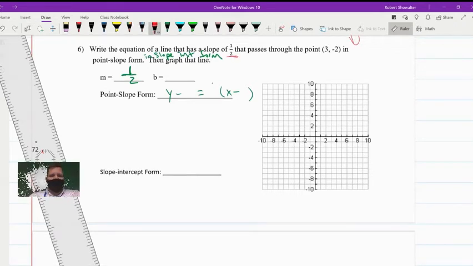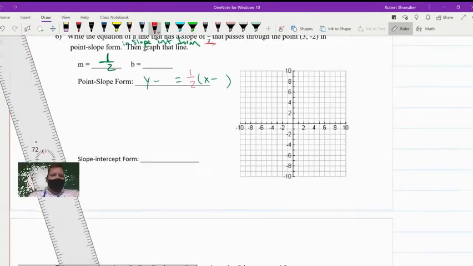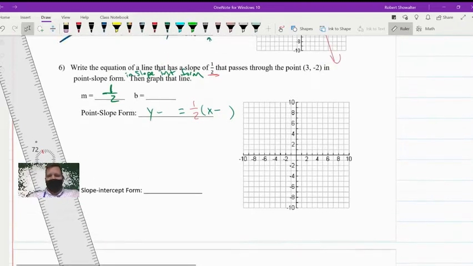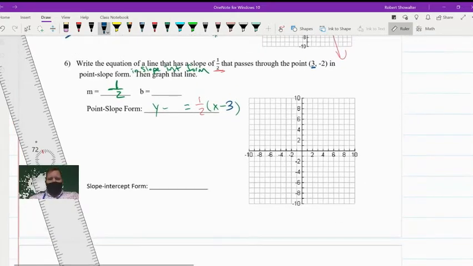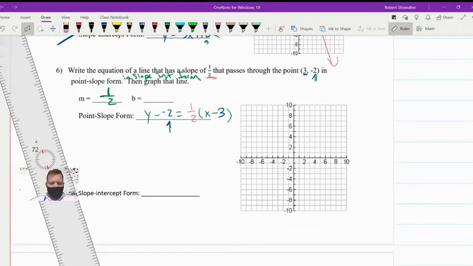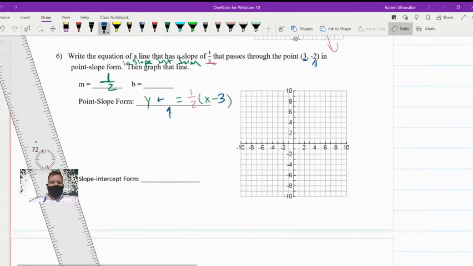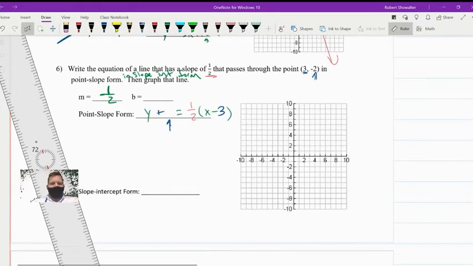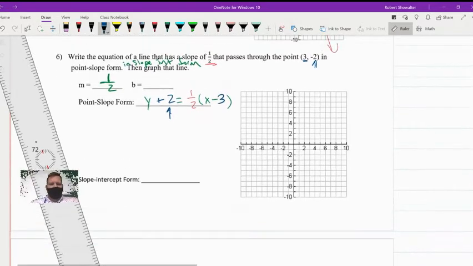So 1/2 being our slope. And we have x being 3, so we're going to drop that where x goes. And then y being -2, so we're going to drop that where y goes, -2. But that's a minus negative scenario, so we're going to erase that and change it into a plus, okay? All right, don't know why the 2 disappeared. Okay, so now we have our point slope form.